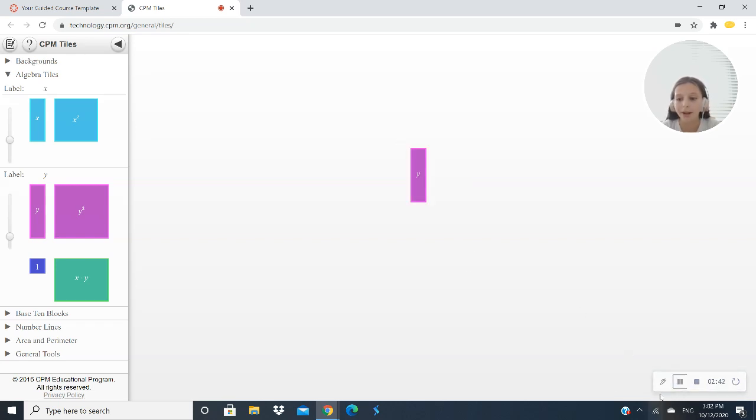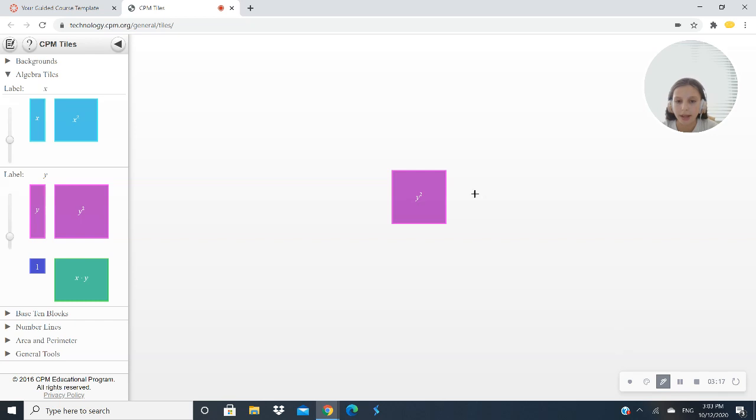Okay, now we have y. So y is basically the same thing as x, except with y's. Usually if it was x, we would put x, 1, 1, right? Well, in this case, it's not x. So instead, we would put y, 1, 1. So over here, over here and over here, we would put y instead of x. And the perimeter of that would be 2y plus 2.